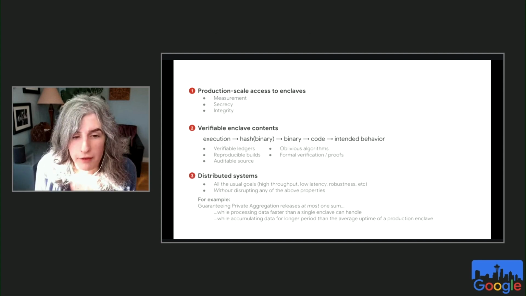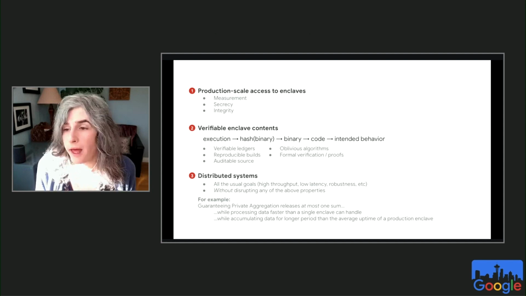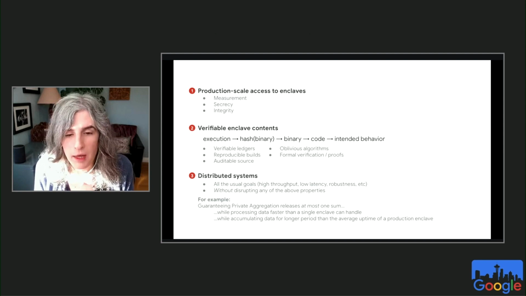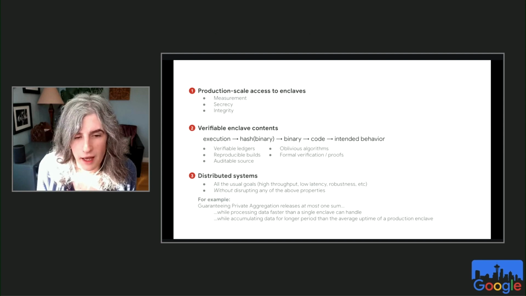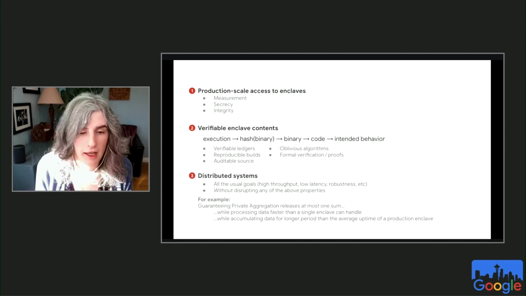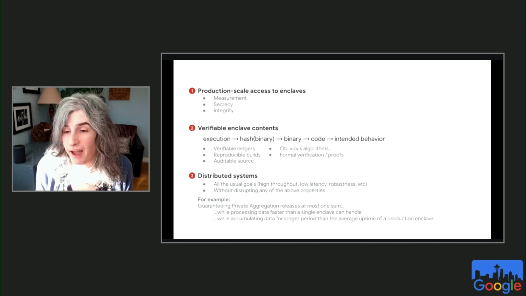Finally, you need to build all of this into a distributed system with all of the usual distributed goals, like high throughput, low latency, robustness, without disrupting any of the above properties, which can be quite challenging when you start thinking about things like, how do I build a distributed private aggregation system that releases at most one sum, while also processing the data faster than any single enclave can handle, while also accumulating data for a longer period of time than the average uptime of a production enclave, et cetera.